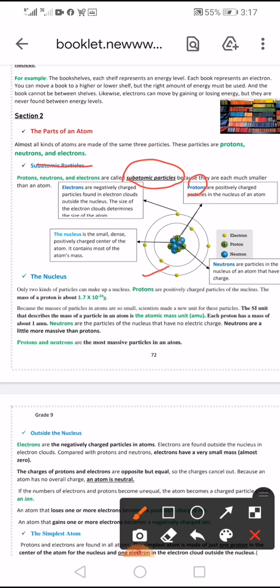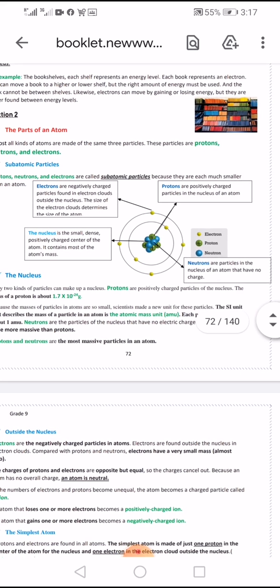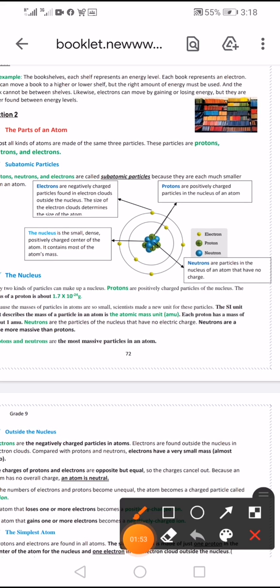Neutrons are neutral particles with no charge. Neutrons are particles in the nucleus of an element that have no charge, like this blue one inside the nucleus.